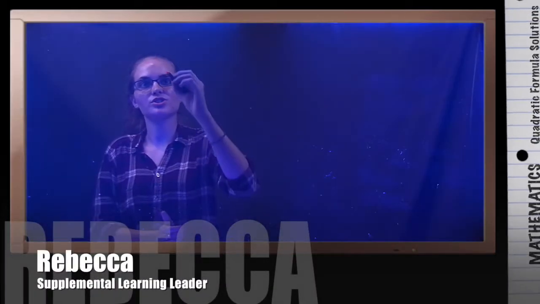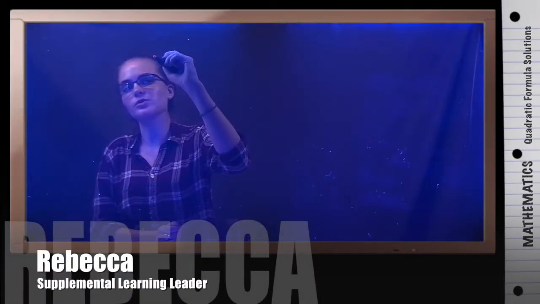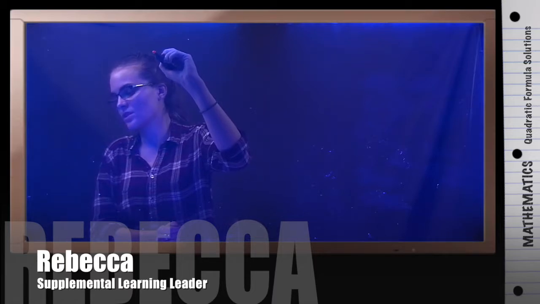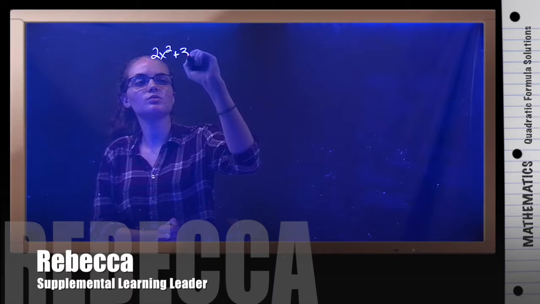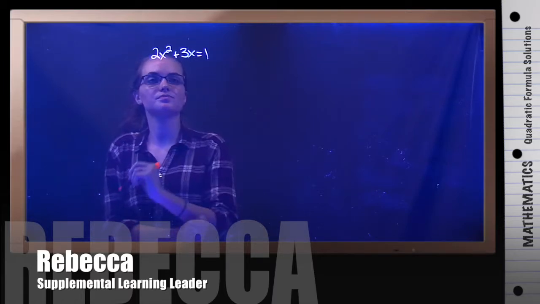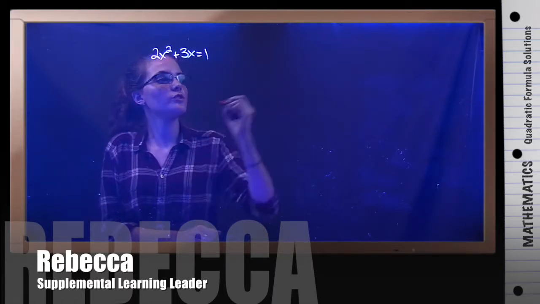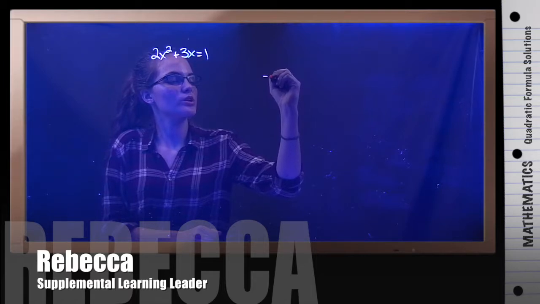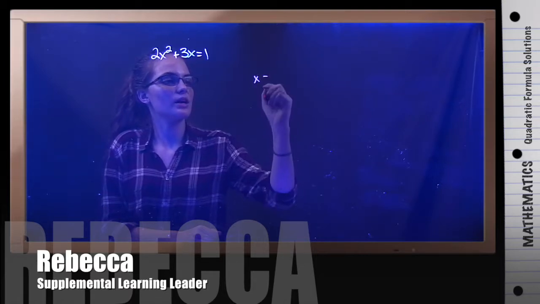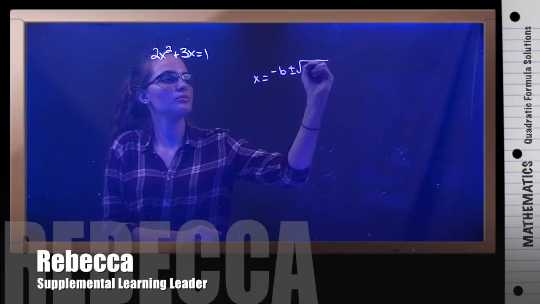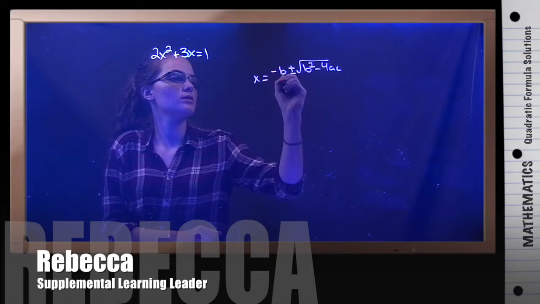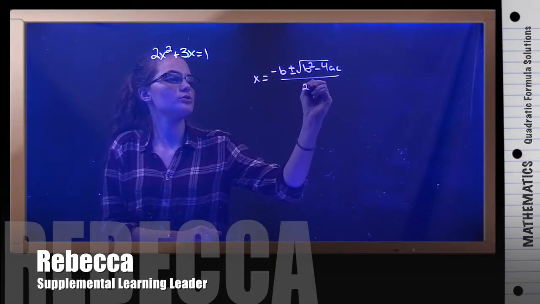For this question, we're going to solve using the quadratic formula. We have 2x squared plus 3x equals 1. So the first thing I'm going to do is write down the quadratic formula, which is x equals negative b plus or minus the square root of b squared minus 4ac all over 2a.